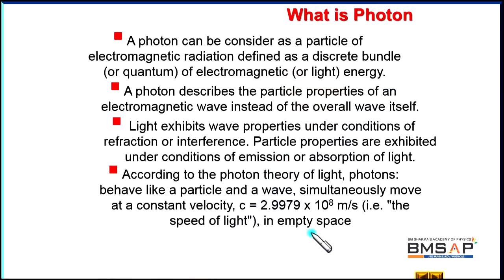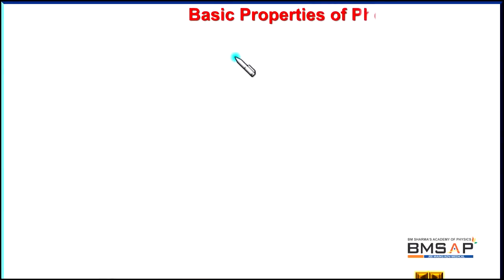Now, let us discuss some basic properties of the photons. In those properties, we will cover the energy and momentum of the photon. So, let us learn the basic properties of the photon. The energy of each quantum of light depends on the frequency of the light. That means the energy of a photon depends on the frequency of the radiation, that is, the electromagnetic radiation.